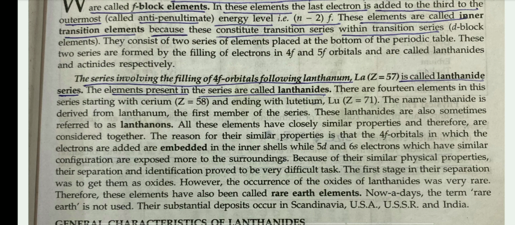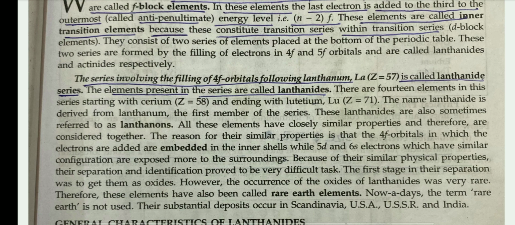The name lanthanoid is derived from lanthanum, the first member of the series. These lanthanoids are also sometimes referred to as lanthanones. All these elements have closely similar properties and therefore are considered together. The reason for their similar properties is that the 4f orbitals in which the electrons are added are embedded in the inner shells, while 5d and 6s electrons, which have similar configuration, are exposed more to the surroundings.